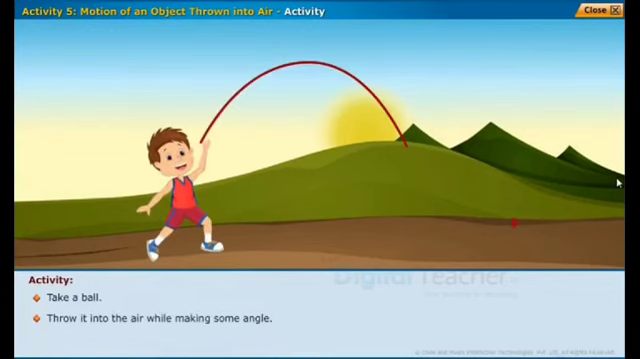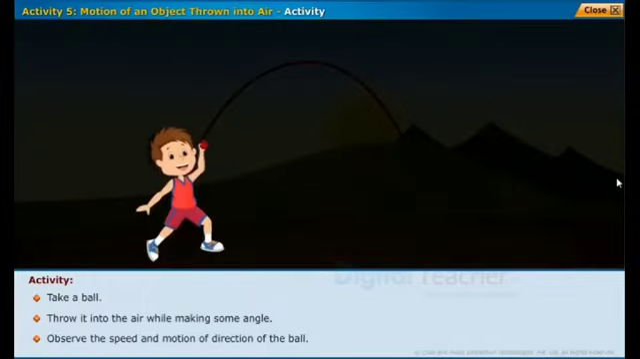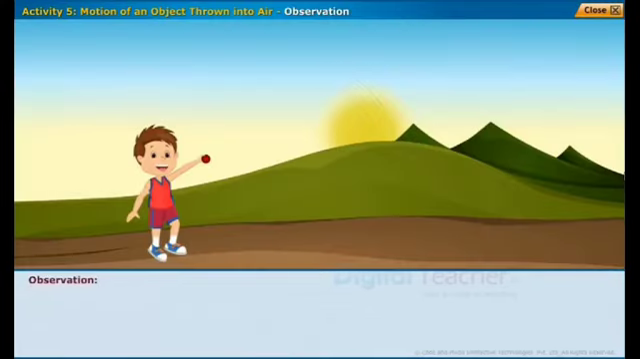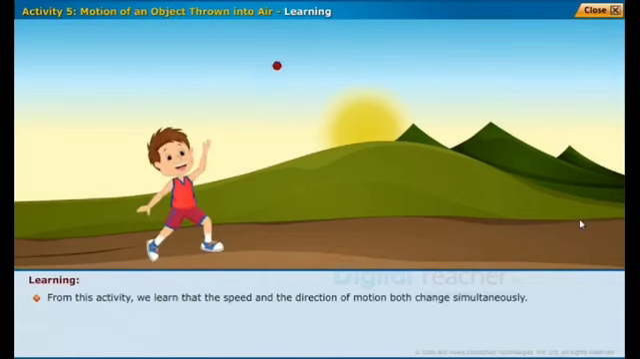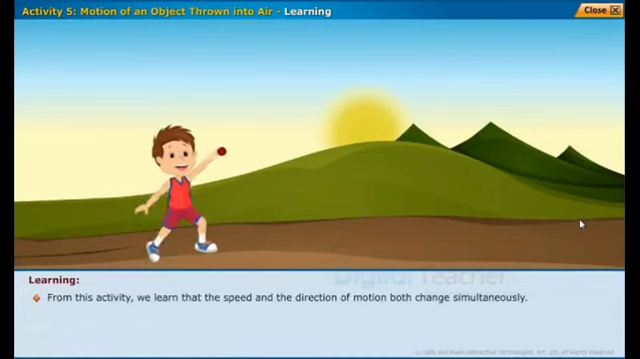Children, observe another activity. Motion of an object thrown into the air. Take a ball and throw it into the air at some angle. Observe the speed and direction of motion of the ball. Then, what do we observe? We observe that the speed of the ball decreases on the upward slope and increases on the downward slope, and the direction of motion also changes continuously. This is what we learn from this activity. We learn that the speed and direction of the motion both change simultaneously.